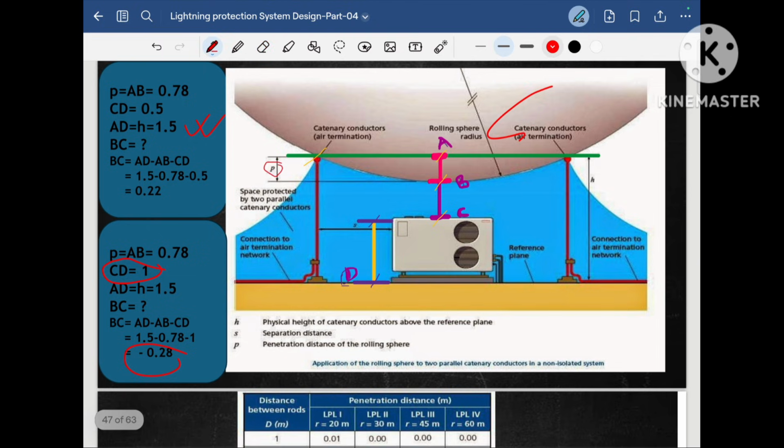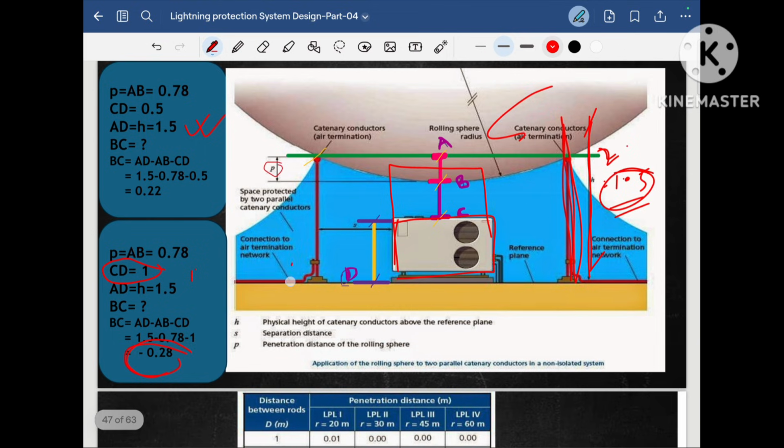But in the second example, when our equipment height is more and it is clashing with the penetration height, then what do we have to do? We have to either change the air terminal height. Before, our air terminal height was 1.5 meter. We have to take it to 2 meter. In that case, we will have this BC value positive, and again our equipment will be in the safer zone. If we have cost limitation and we cannot change the height of the rod air terminal, then what do we have to do?